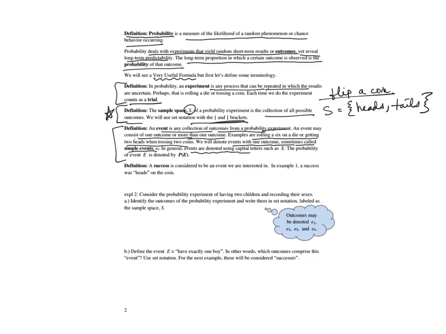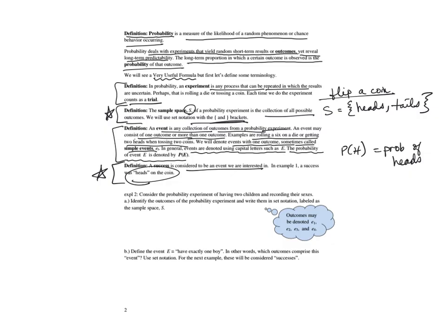In general, events are denoted using capital letters such as E. You'll see me do that a lot. The probability of an event E is denoted by P of E. And we did talk about that a little bit earlier because I used that notation earlier. Definition, very important. A success is considered to be the event we are interested in. If I'm talking about the probability of getting a heads, like on the last example, a success was heads on the coin. And every time a heads came up when I flipped my coins, that was a success.